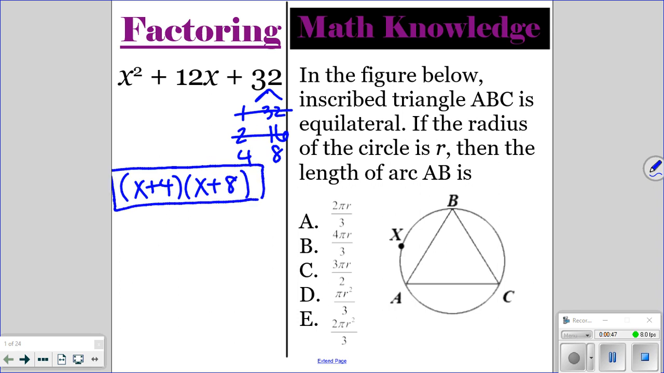And this one was a little bit easier than the one yesterday because they were both positives. So we knew that we had to have two numbers that were both positive.